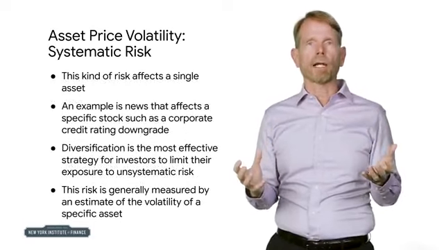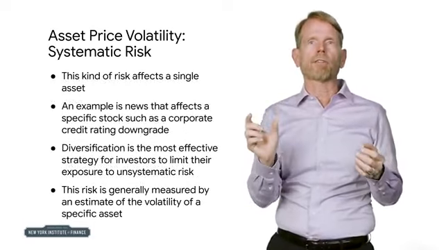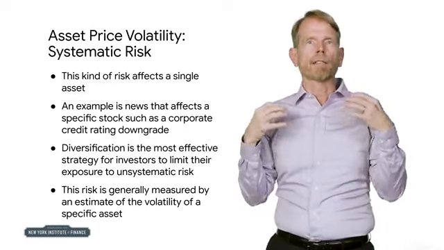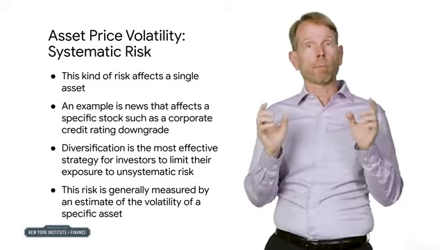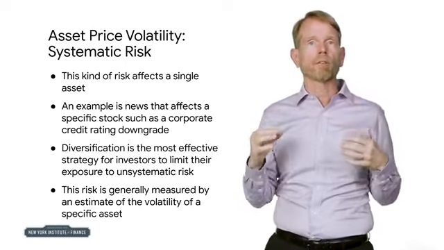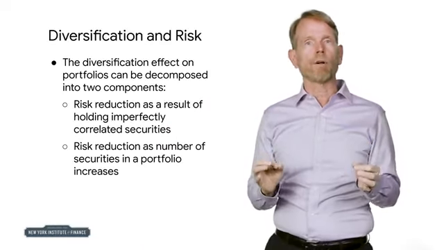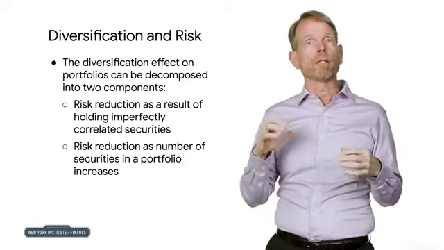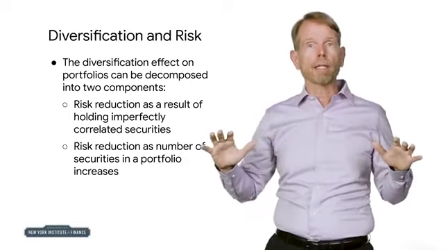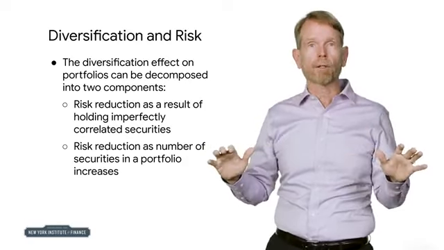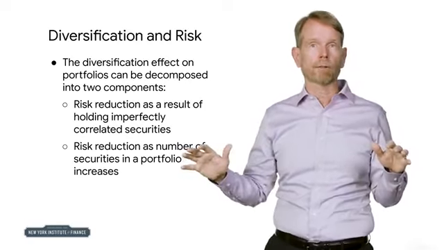Idiosyncratic or unsystematic risk affects a single asset such as the stock of a particular company. The impact of quarterly earnings announcements, especially surprises, is a good example. We will measure risk by the volatility of an asset's price. You can reduce idiosyncratic risk by diversifying your portfolio. You can achieve diversification on many levels, including across asset classes, geographic regions, and industry sectors.